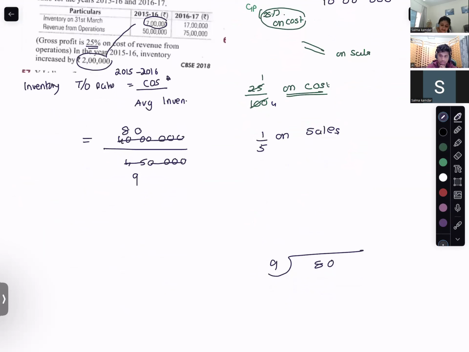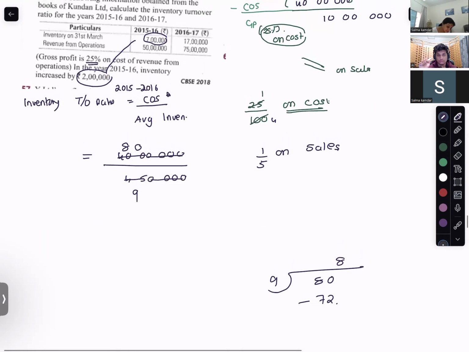9 eights are 72, right? Are you sure? No, ma'am. I think there's some mistake. Look over here. This is not opening inventory. Inventory is increased by 2 lakh. So that means one was 7 lakh and one was 9 lakh.